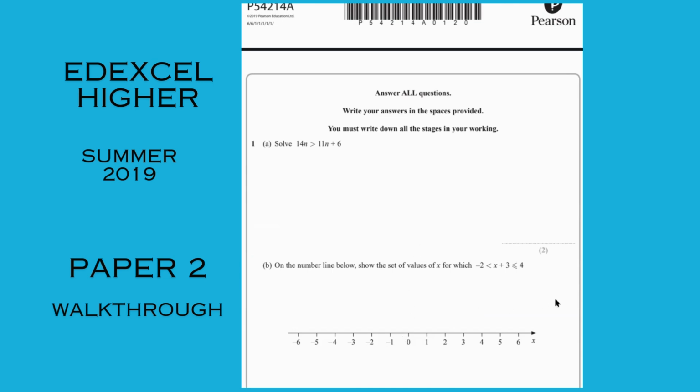First one, just treat it like an equal sign. So I would subtract 11n from both sides. And as you can see, it works out quite nice. Divide both sides by 3 and you are done.